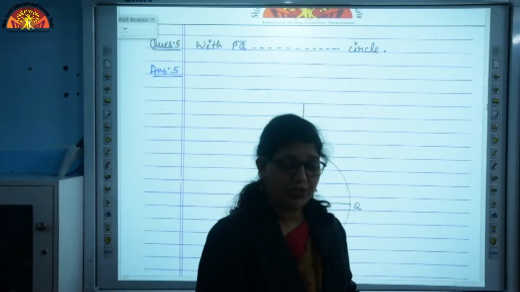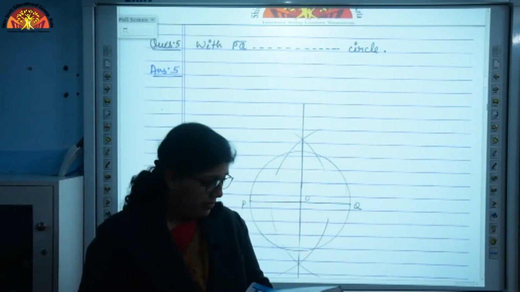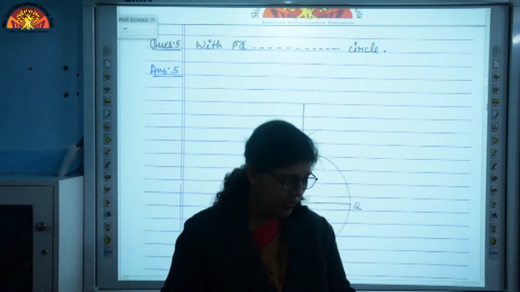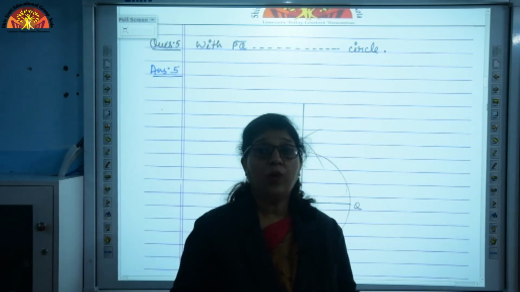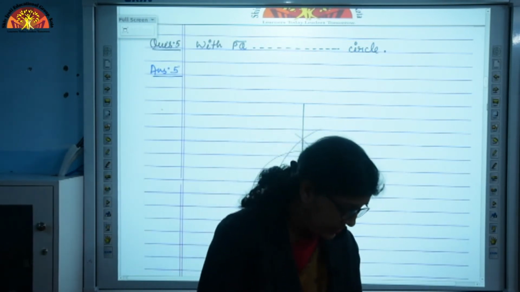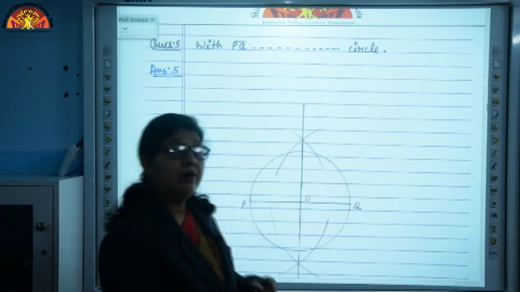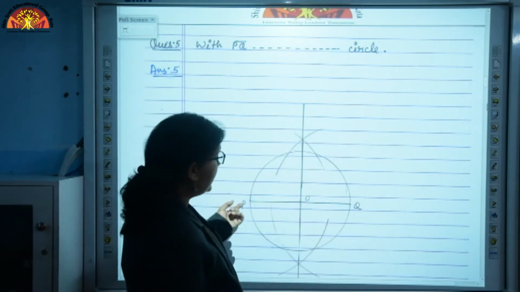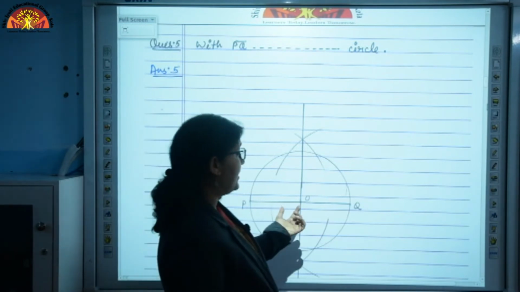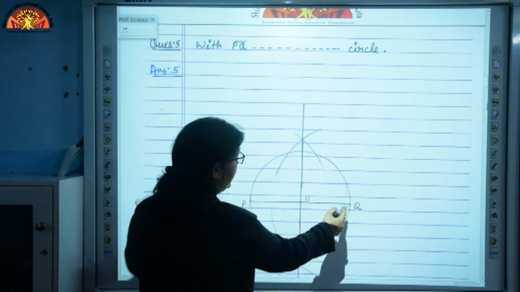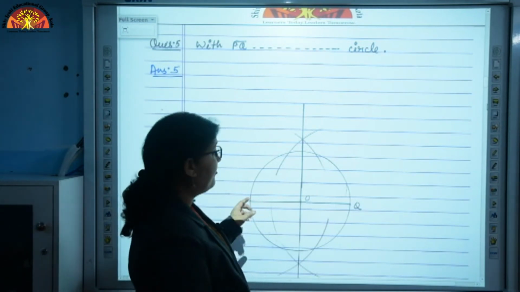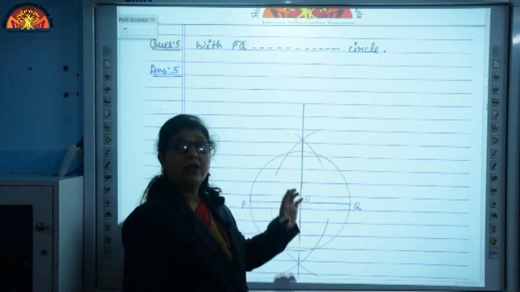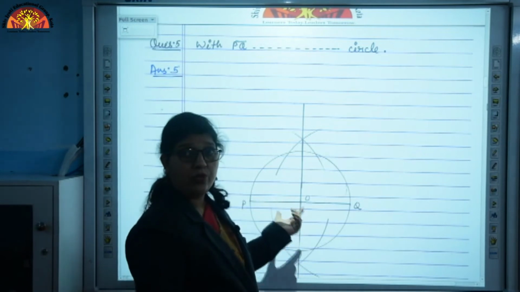Let us start question number 5. With line segment PQ of length 6.1 centimeter as diameter, draw a circle. What will we do in this question? Students, first we draw with the help of scale a 6.1 centimeter line segment, that is PQ. This line segment is 6.1 centimeter long. After that first we will bisect this PQ.